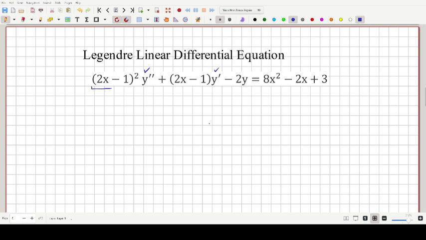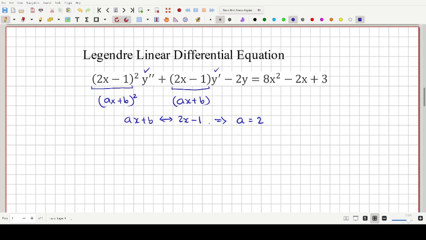As you can see, the coefficient of y double dash is of the form (ax plus b) whole squared, whereas the coefficient of y dash is ax plus b. If you compare ax plus b with 2x minus 1, we shall be getting a equal to 2. We can really ignore the value of b for our computations over here.